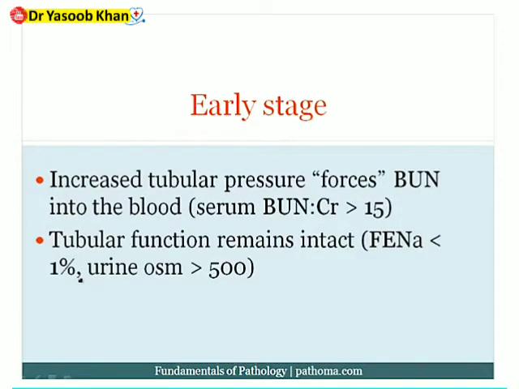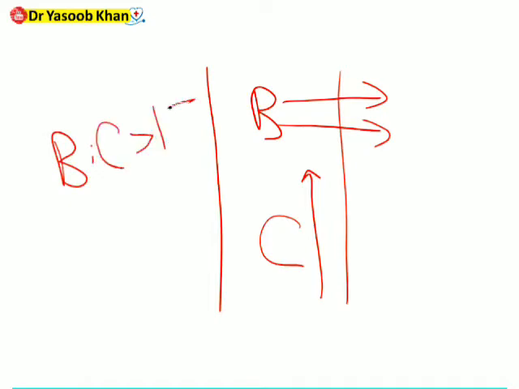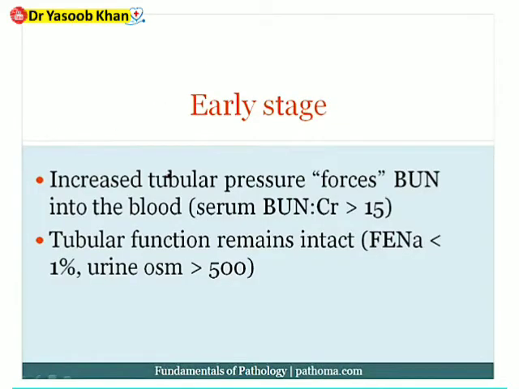Now, in the very early stages of a post-renal azotemia, there will be increased tubular pressure, which will force BUN back into the blood. And this is going to increase the BUN to creatinine ratio. Again, let's illustrate this. Here's the tubule, and you're normally filtering both BUN and creatinine into the filtrate. Now, because there's going to be a back pressure coming from the obstruction, this back pressure will force additional BUN out into the blood. And so the BUN to creatinine ratio in the blood will now be greater than 15. At the same time, it's important to note that the tubular function remains intact during the early stage of post-renal azotemia.